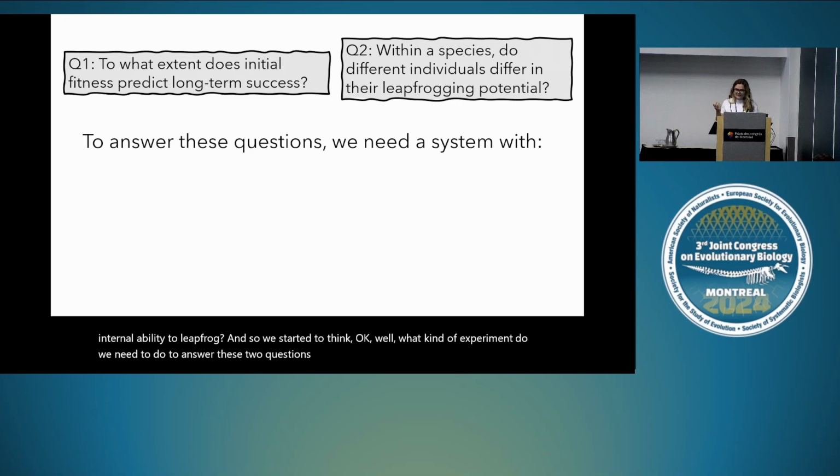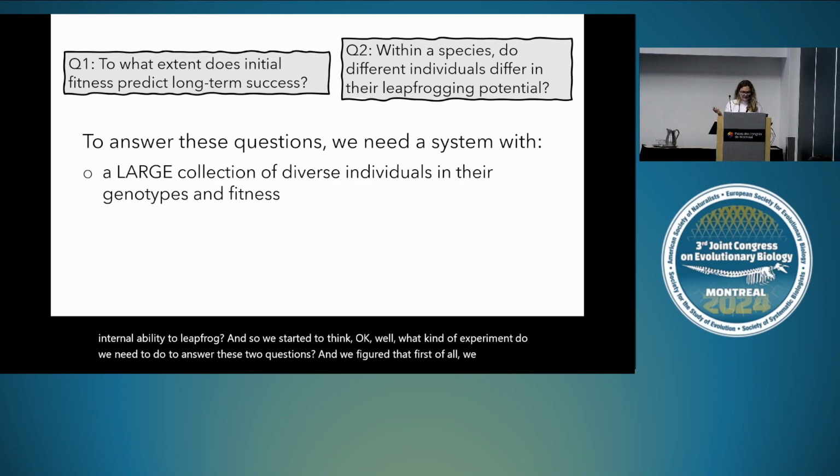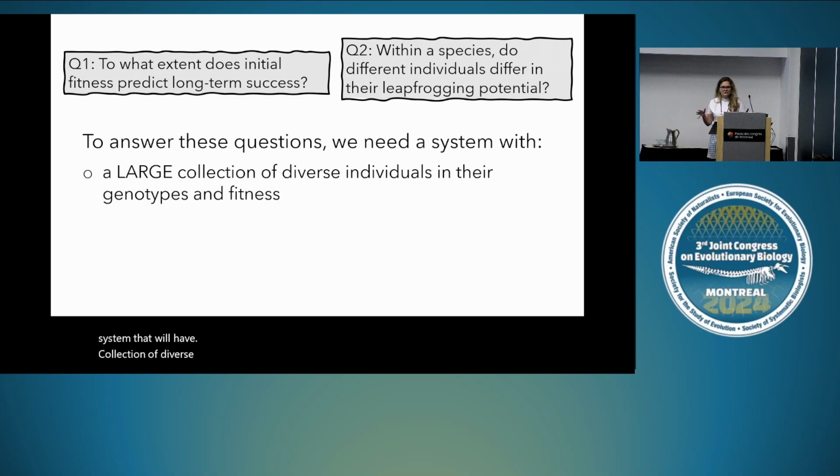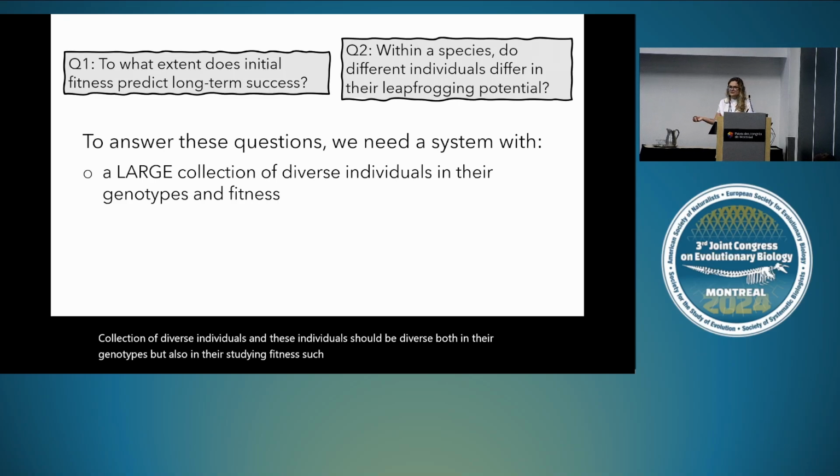And we figured that, first of all, we need a system that will have a large collection of diverse individuals, and these individuals should be diverse both in their genotypes, but also in their starting fitness, such that each genotype has an ability to show off its leapfrogging potential, if, of course, it's real.